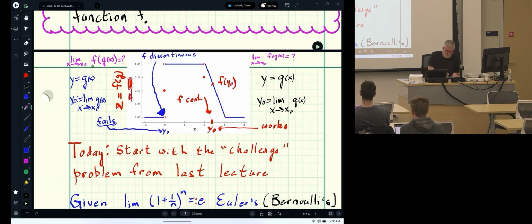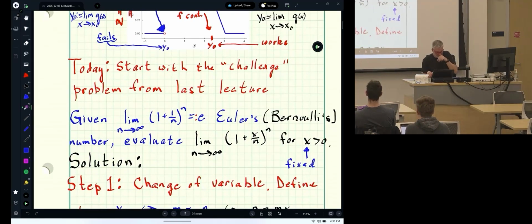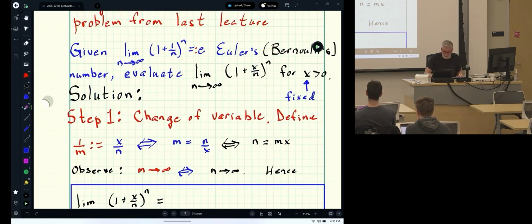I've written the composition in two different ways, f of g of x and f composed with g of x. You see both. Does this work? Happy? Get the ideas? I'm going to find out, okay? Let's check it out. I gave a challenge problem at the end of lecture on Monday, and we're going to finish it up here.